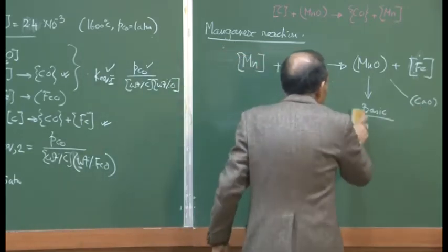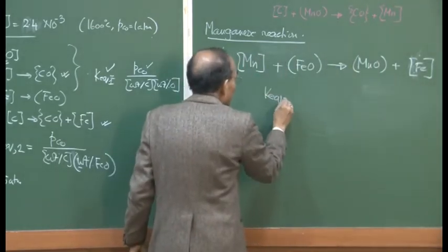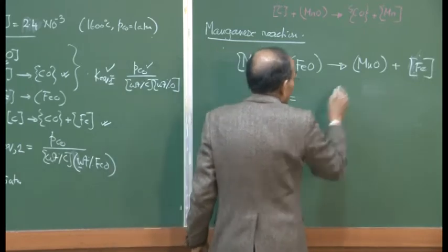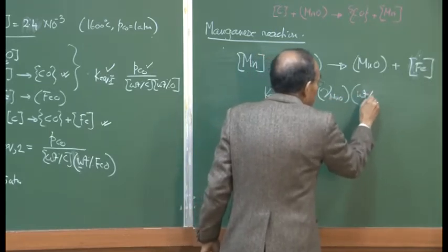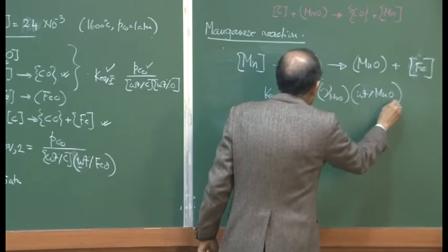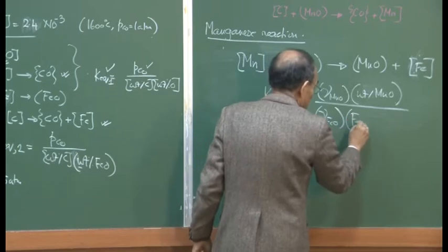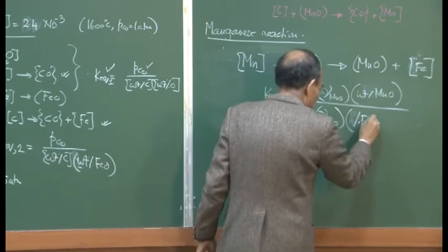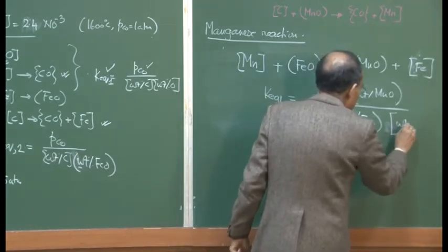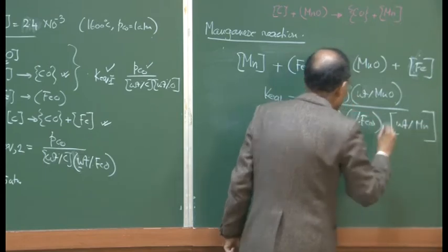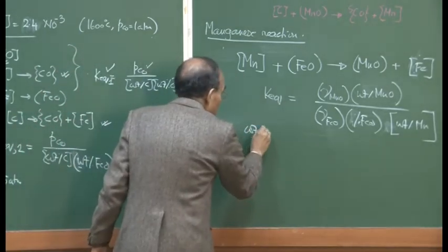So now we can write down the equilibrium constant. For example, K equilibrium equals the activity of MnO, that is gamma MnO in the slag multiplied by weight percent MnO, divided by gamma FeO, the activity coefficient of FeO, multiplied by percent FeO in the slag, multiplied by weight percent Mn. And this tells us that we can now write weight percent MnO.